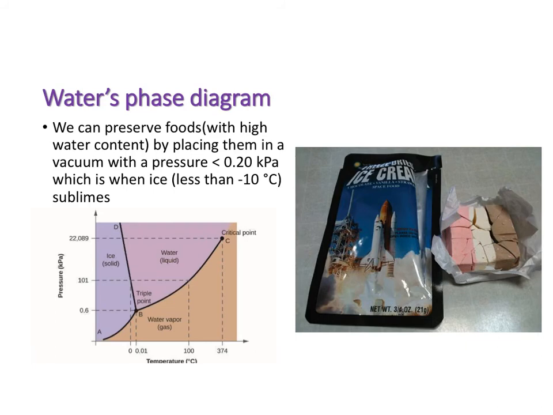So for example, with water, the way that freeze drying works is that we preserve foods that have a very high water content by placing them in a vacuum. In a vacuum means they suck out all the air, and then they have a pressure of less than 0.2 kilopascal. So it's very, very low pressure. At this pressure is actually when ice sublimes. So we can use these phase diagrams to determine things that are useful to us in real life.